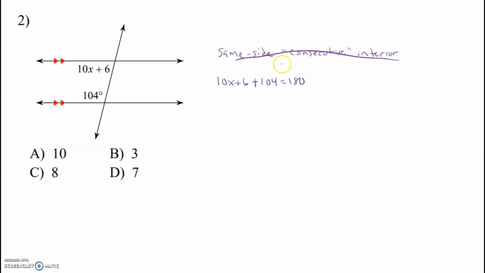Remember, these are the weird ones, okay? All the other ones, alternate interior are congruent, alternate exterior are congruent. Consecutive, or those same side, are supplementary. They should add up to 180.